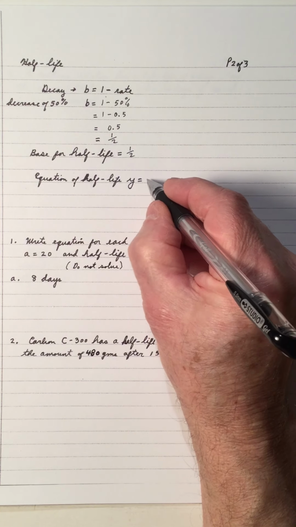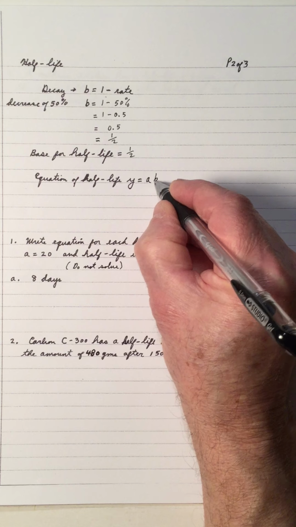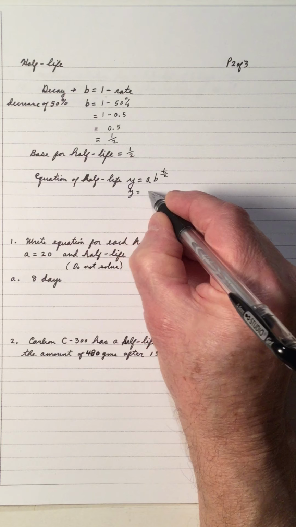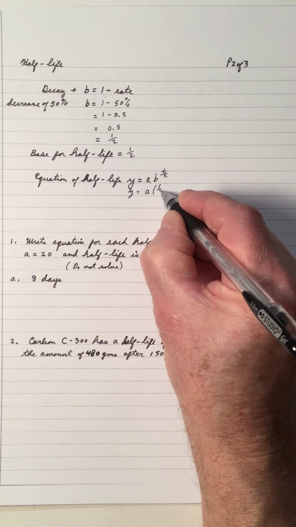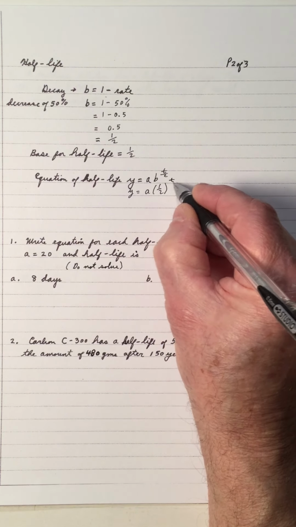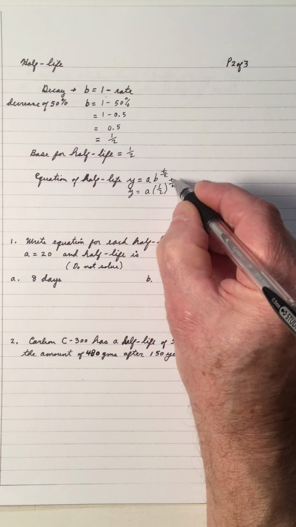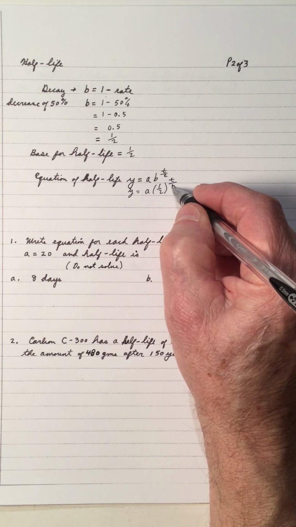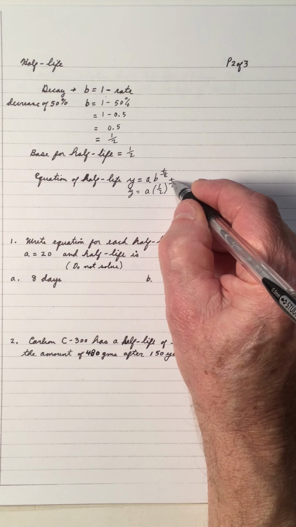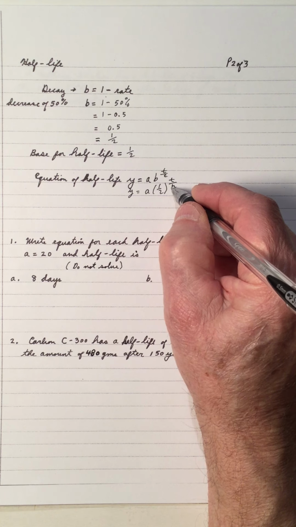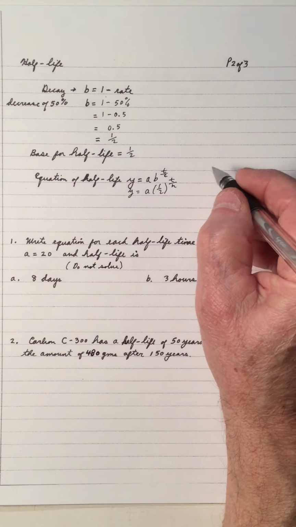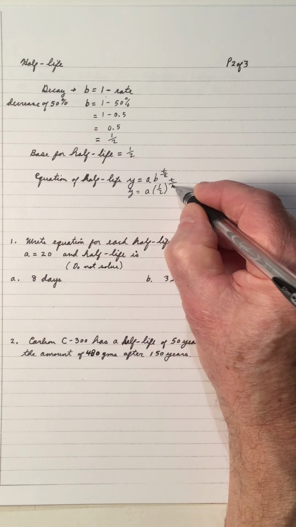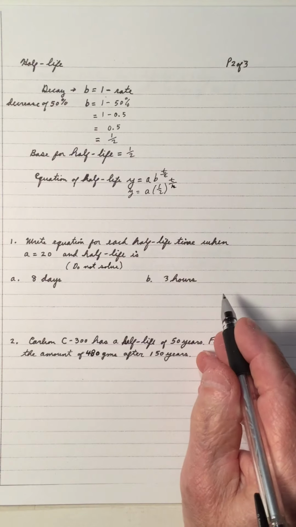So the equation for half-life, we have A times b to the T over C. When we have half-life, the base is a half, and it's T over H. The exponent is the time that elapses divided by the half-life, which is the time it takes to decay by half, for example every 2 days or every 4 years. So H is the half-life time. So let's do some practice.